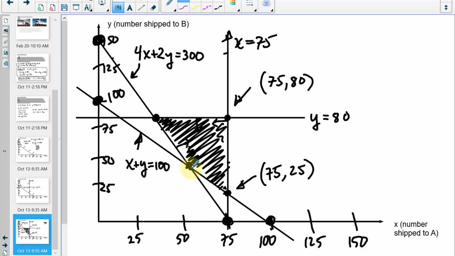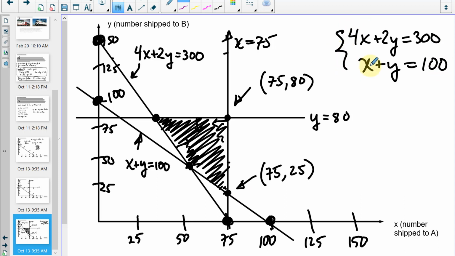This one's a little more challenging because it's the intersection of these two lines. So 4x plus 2y equal 300. That's one boundary line right here, this one going down like this. And then this one, this is the line x plus y equal 100. So this is a system that I have to solve. I need to figure out what point makes both equations true, and that would be the point where those two lines cross.